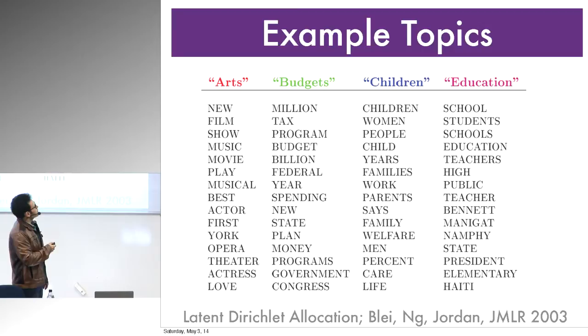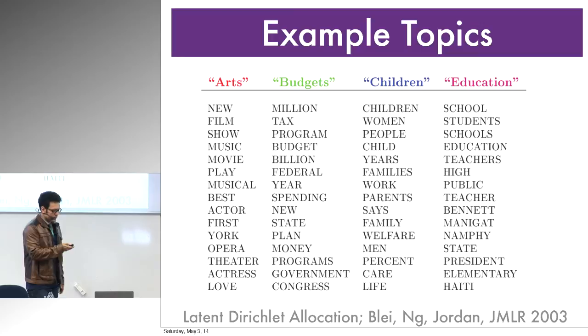This is a topic about art, this topic about budget, this topic about children, and this topic about education. And you can see the words here, school, student, school, and so on. And this label, actually, we just look at the topic and we invent this label, but there are techniques which look at the topics, look at where each topic appears in the document, and try to come up with a phrase that describes this topic from the document itself. I won't talk about that now, but if you are interested, you can ask me in the break and I can tell you more about that.